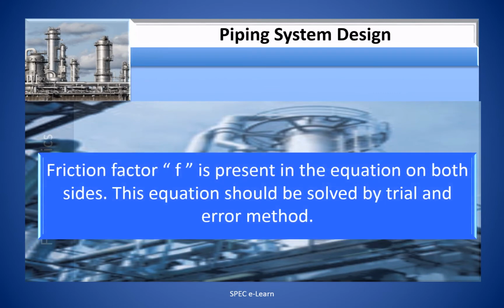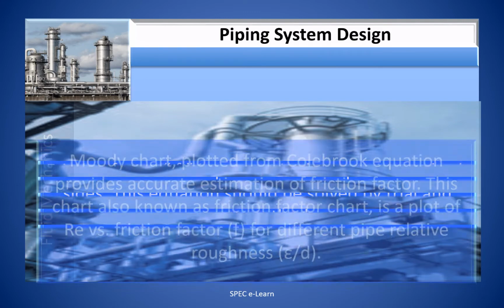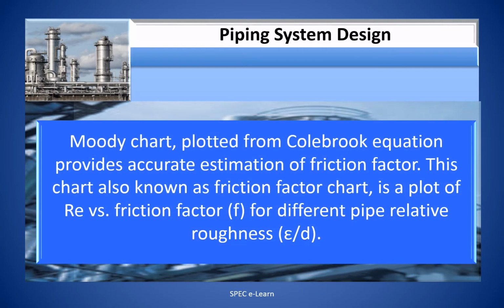Friction factor F is present in the equation on both sides. This equation should be solved by trial and error method. Moody's chart plotted from the Colebrook equation provides accurate estimation of friction factor. This chart, also known as the friction factor chart, is a plot of RE versus friction factor for different pipe relative roughness E by D.